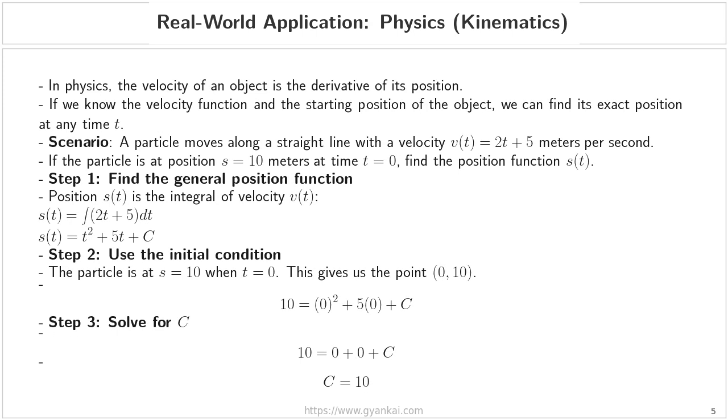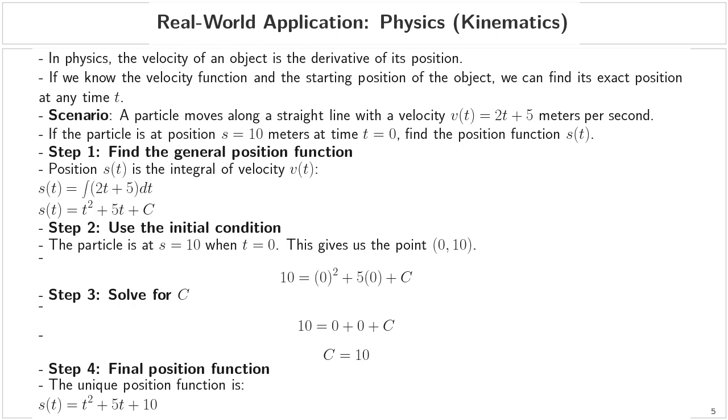Simplifying the equation, we get 10 equals 0 plus c, which further simplifies to 10 equals c. Therefore, the value of our constant, c, is 10. Step 4. Final position function.